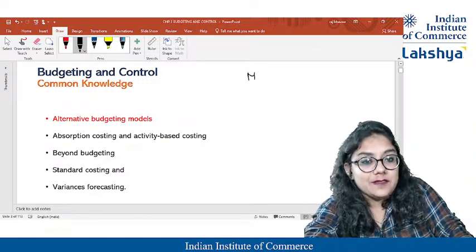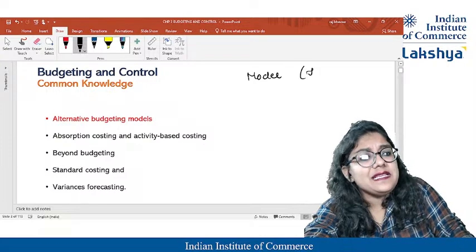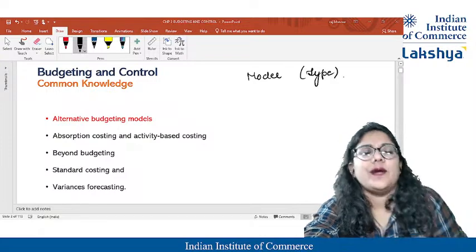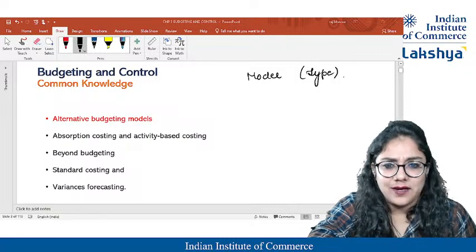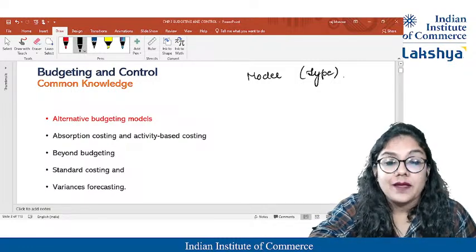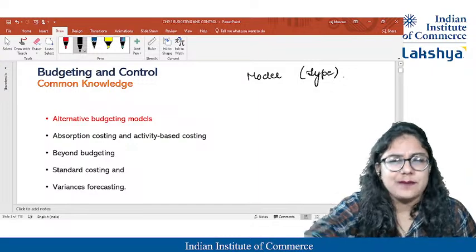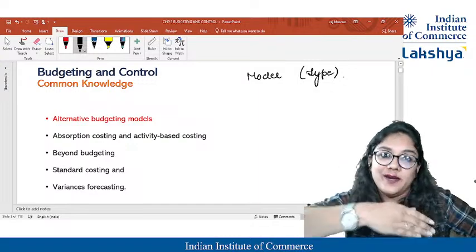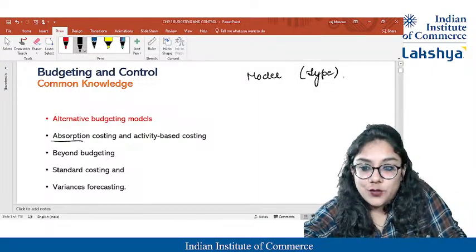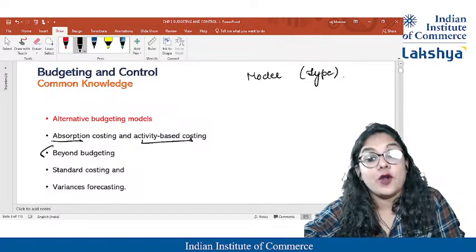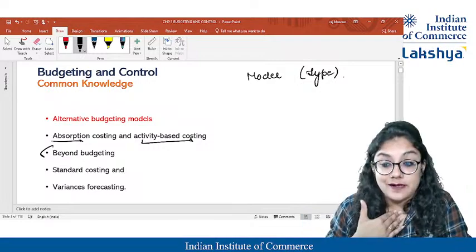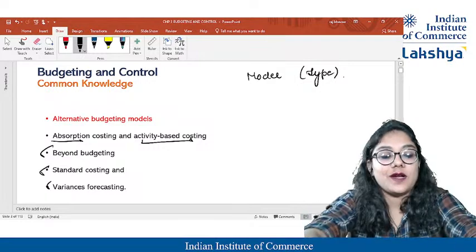So over here, we have certain models. That is types of budgeting we are going to understand. What are the ways with which we normally do the budgeting? How we have to make the budget. Then we have some cost, some traditional method, some modern method, which is known as absorption costing and activity-based costing. Then we have beyond budgeting, my personal favorite, standard costing and variance forecast.